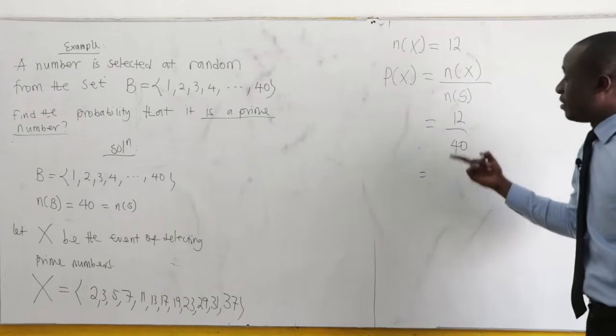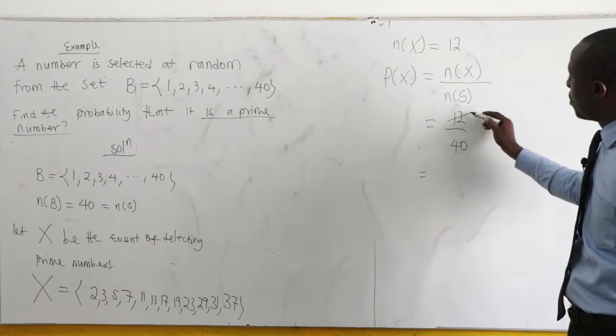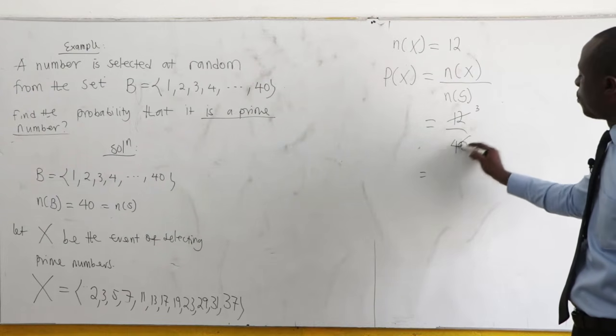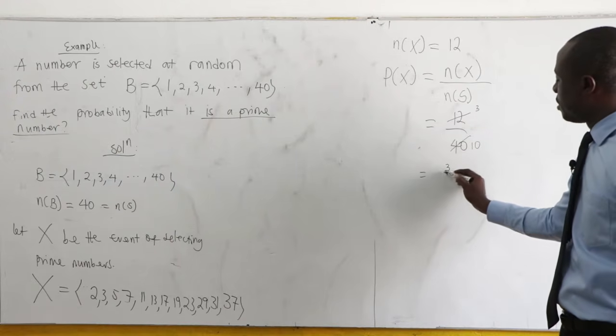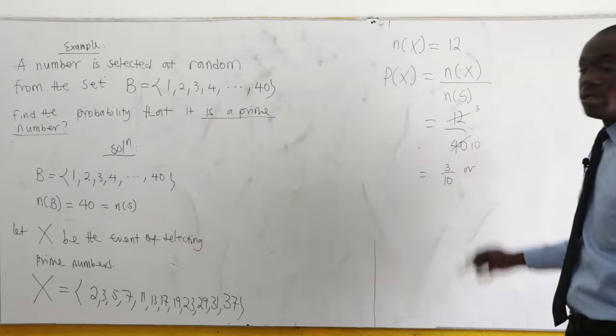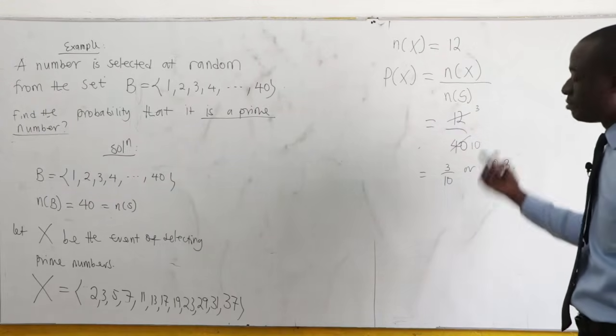Now, we can leave it like this, or we can still bring it down, reduce it. 4 will go into 12, 3. 4 will go into 40, that is 10. So we have either 3 over 10, or we can change it to decimals, 0.3. So either this or that, any of them.